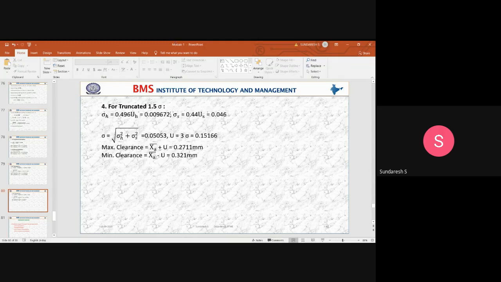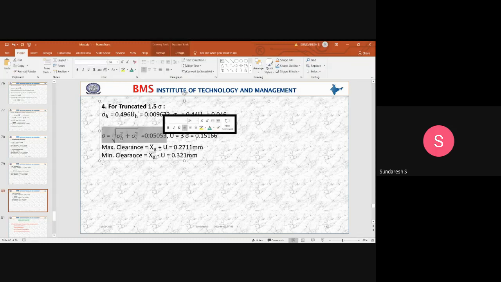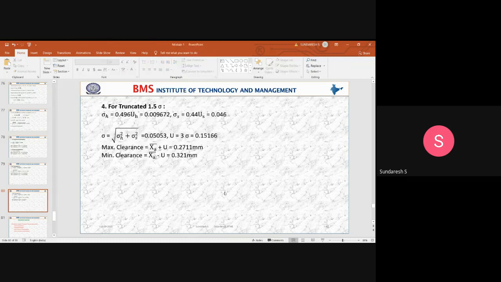So calculate sigma H and sigma S. And once you get sigma S and sigma H, calculate the sigma value. And once you get the sigma value, again you calculate U. And once you get U, then same thing, maximum clearance and minimum clearance.